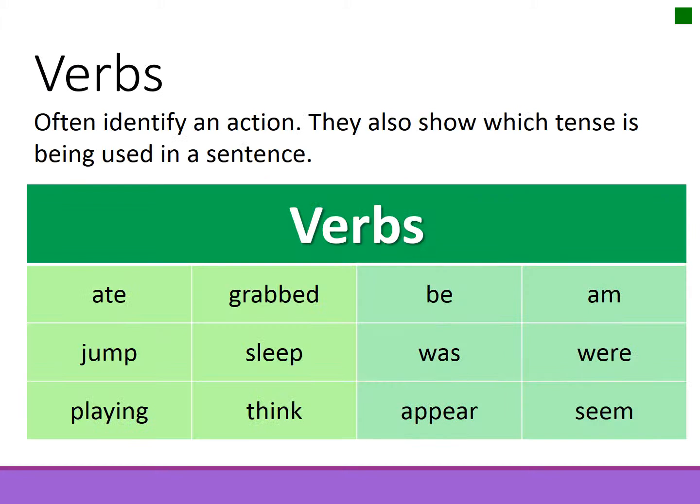Verbs. Verbs often show an action, and they'll tell you what is happening in a sentence. They also show which tense is being used in a sentence. Remember, if it does not have a verb, then it isn't a sentence at all. There are many different types of verbs, and if you need any more guidance on this, please refer to the separate video on verbs.